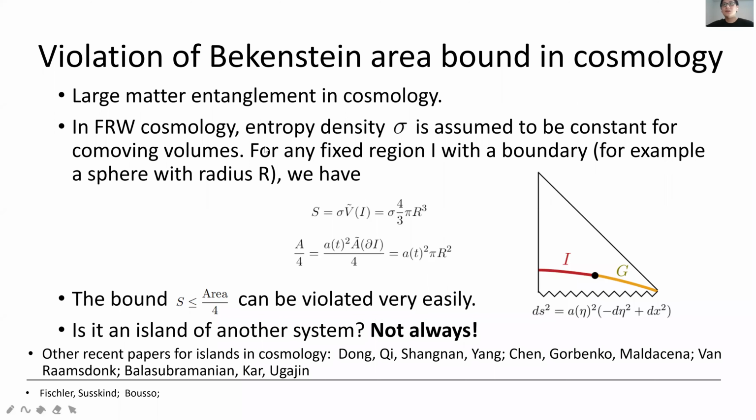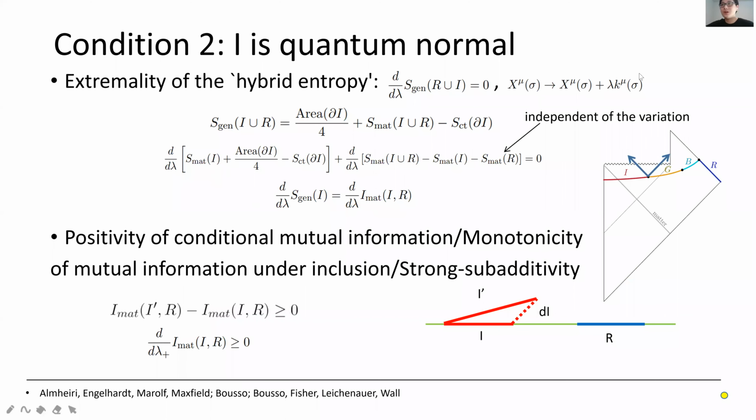Okay, so I told you it's not enough. What is the second condition? The second condition is that it really has to be an extremum. I'm using terminology invented by Engelhardt and a Berkeley group, in a paper called quantum maximin surfaces. They call this entropy the hybrid entropy because it involves both something in the gravitational region and the non-gravitational region. We want to extremize this by deforming in the gravitational region.